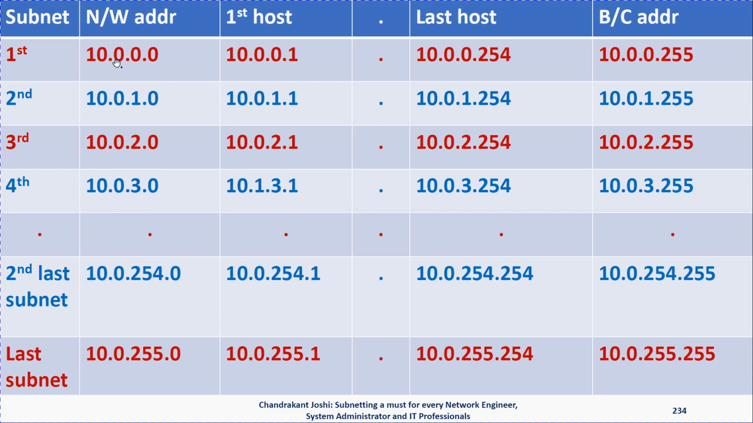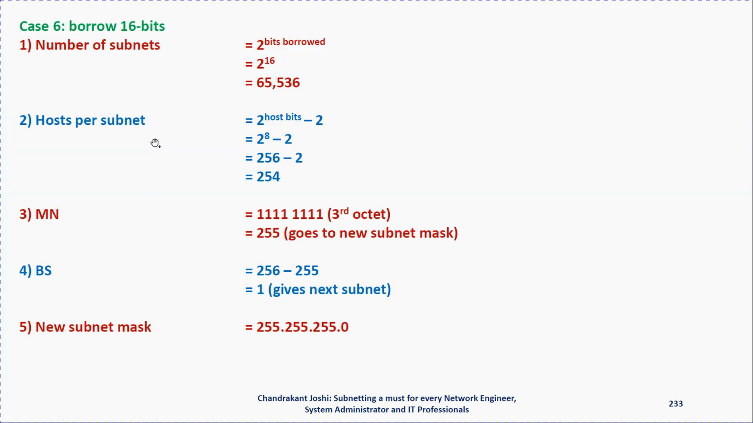The 0 series in the second octet has 0, 1, 2, 3, 4 all the way to 255. So these are 256 of them. Like this we have 256 series over here. So 256 times 256. So 256 means 2 power 8. So 2 power 8 times 2 power 8 is 2 power 16. So this is also exactly matched.